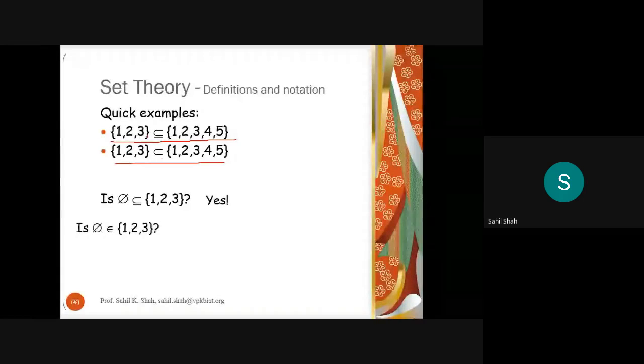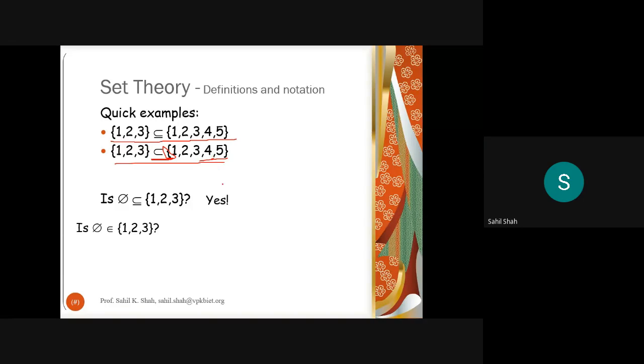In both the cases, the notion of subset is generalized. You are writing like this, but always remember that if there are any additional elements present on the right hand side, we will make use of this notation. This notation says that the set can be equal as well, and this notation says that the number of elements will be more on the right hand side.